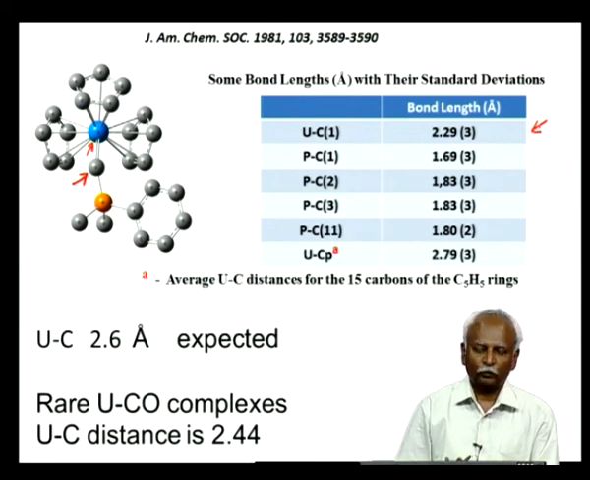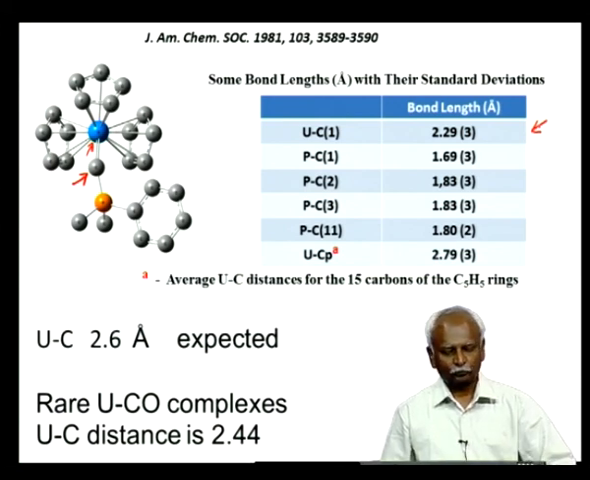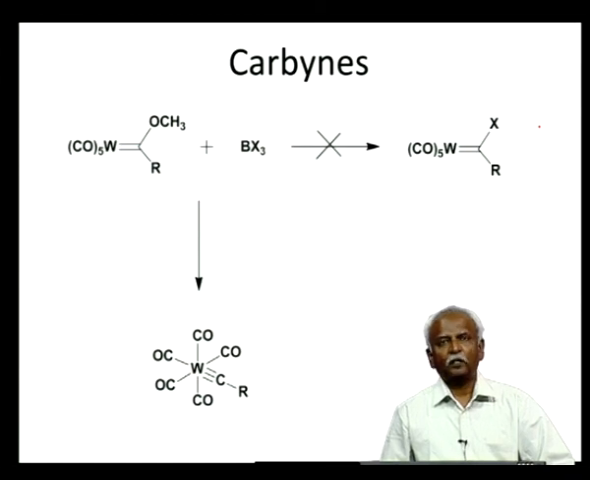even in the case of uranium, you can have stabilization of the MC double bond, and these are relatively rare, but nevertheless it is possible to have this double bond character between the actinide or lanthanide element and the carbon center. So, let me now move on to another system briefly, and that is a Carbyne system.